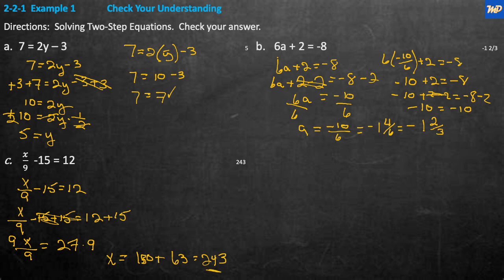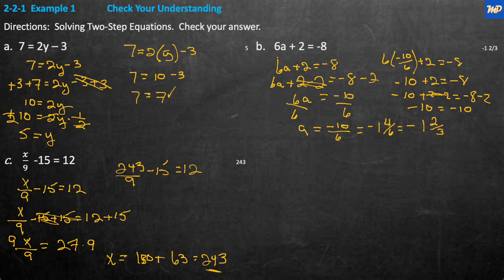And if I check it, if I say 243 divided by 9 minus 15, is that equal to 12? So 243 divided by 9, what is that? Let me get the calculator out. Maybe it's easy and I should know it off the top of my head, right?